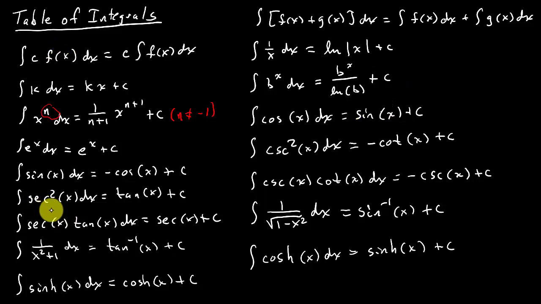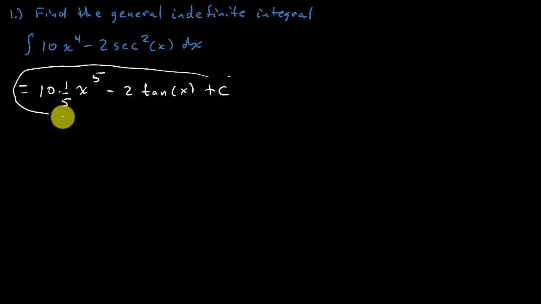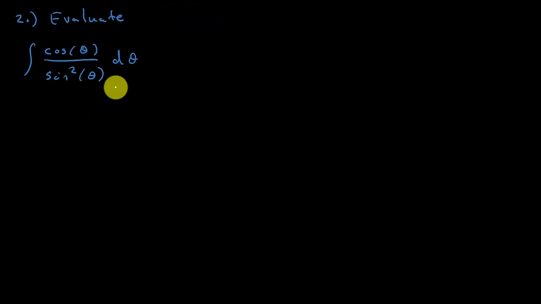Well, yeah. You see here, the antiderivative of secant squared is tangent. Okay, so we come back over here, and the antiderivative of secant squared is tangent x, and then don't forget your plus c. And there's your answer. All right, let's look at the next one.